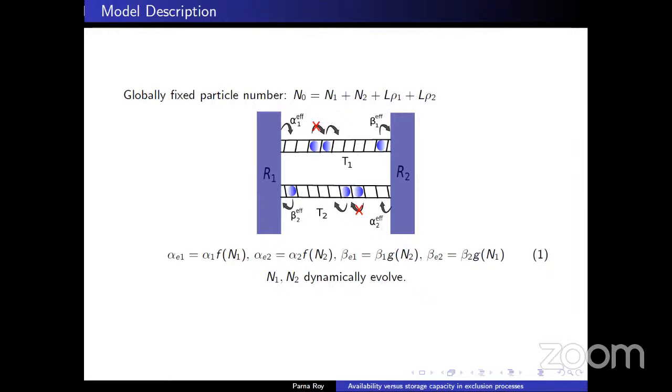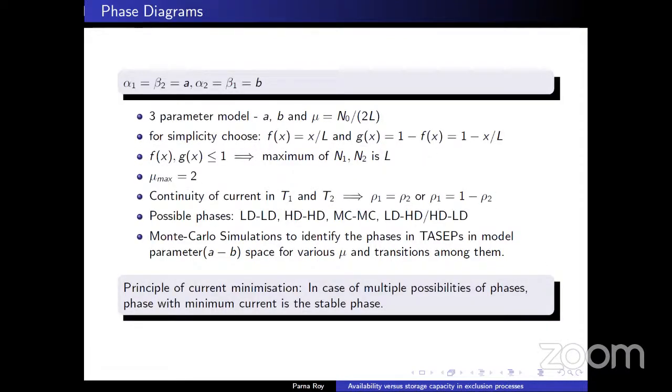Here, N1 and N2 evolve dynamically. Now, in this system, the total number of particles, N1 plus N2 plus L rho 1 plus L rho 2, is a constant. For simplicity, we have chosen alpha 1 equals beta 2 equals A and alpha 2 equals beta 1 equals B. So our model reduces to a 3-parameter model, A, B, and mu, where mu is defined by N0 divided by 2L, where N0 is the total number of particles in the system. So mu is basically a measure of the total number of particles in the system.